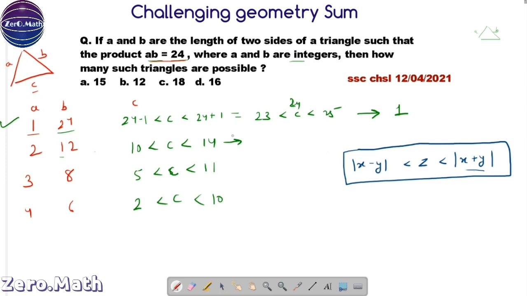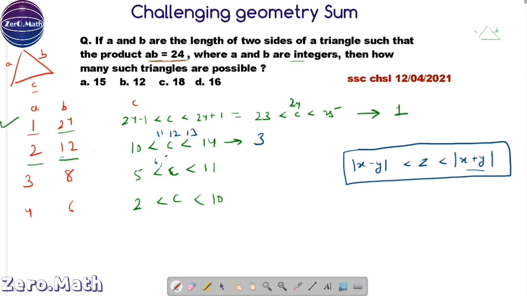Now let's move ahead to the second case. If the value of A is 2 and B is 12, then the value of C has to be between 10 and 14. So how many values between 10 and 14 are possible? That is 11, 12 and 13. In this way, how many triangles are possible? So one triangle will be with lengths 2, 12 and 11. The second will be with lengths 2, 12 and 12. And the third will be with lengths 2, 12 and 13. So a total of 3 triangles are possible with this combination.